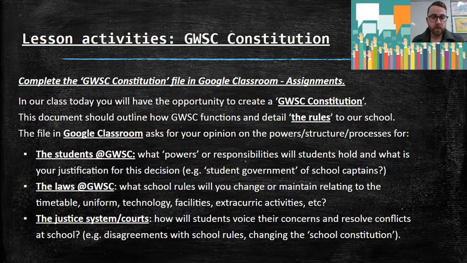So you might have a student government of school captains, or maybe the music captains get to captain in term 1 and then sports captains in term 2, I'm not sure. It's your school. The laws. What school rules will you change or maintain relating to some of the big topics at our school? The timetable, uniform, technology. I'm sure you guys have an opinion on whether you should have mobile phones at school. Facilities. Do we need better chairs? Extracurricular activities. Do we need more sports programs, more music programs, etc.?